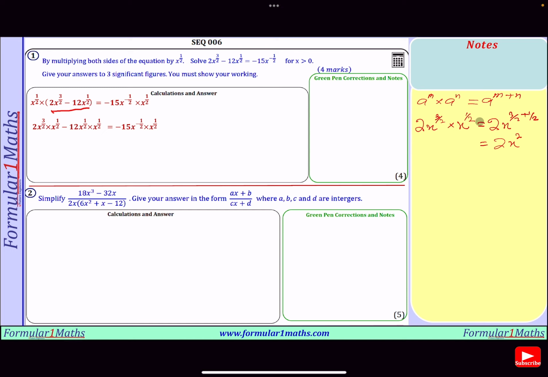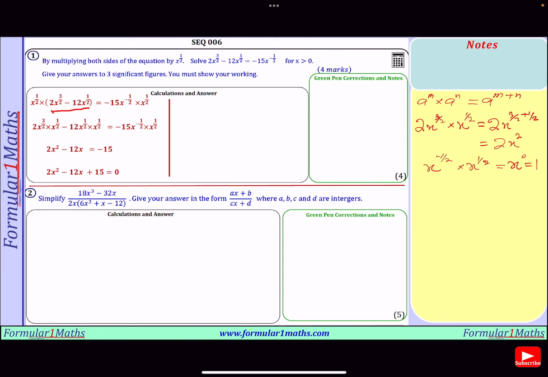Using the same principle, we can simplify this term and that term, and we get 2x squared minus 12x minus 15. Now, this is minus 15 because these 2 parts, x to the power minus a half times x to the power half, will be x to the power 0, which is equal to 1. So x to the power 0 times minus 15 is minus 15. So we then rearrange it to get this quadratic in x.